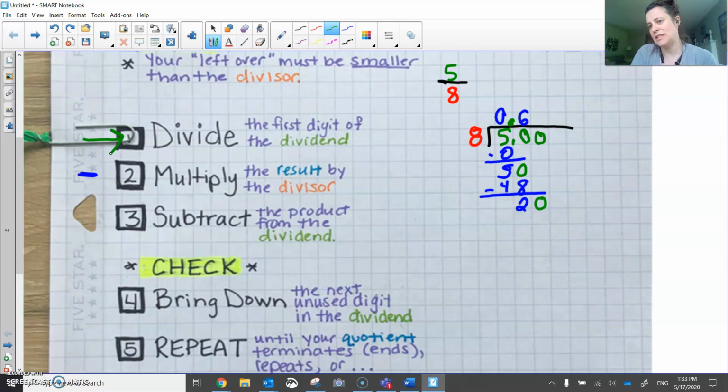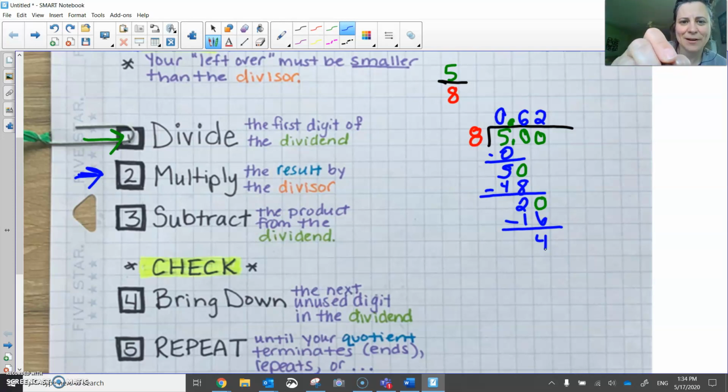I know that 8 times 2 is 16 and 8 times 3 is 24. So 3 is too big. So 2 works. So I'm going to say I can take 8 out of 20 2 times. Now we're going to multiply. 2 times 8 is 16. Now we're going to subtract. 20 minus 16 is 4. We're going to check to make sure that that 4 is less than 8, and it is. And then we're going to bring down the next number. So I'm going to bring down another 0.